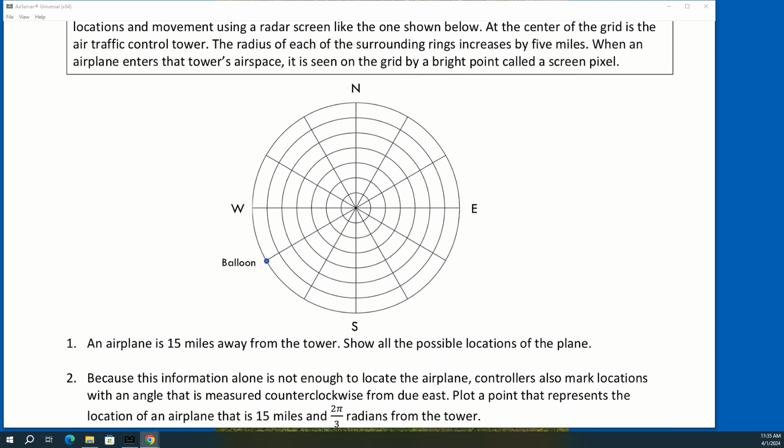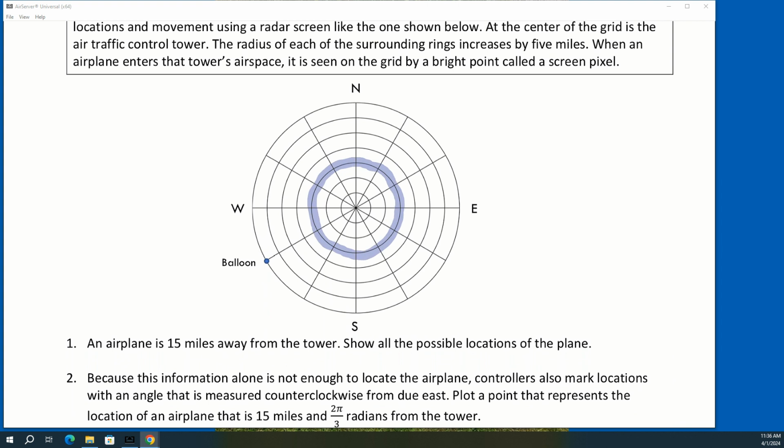So, number one, an airplane is 15 miles from the tower. Show all possible locations of the airplane. Okay, so we would go out, like each circle is a radius of 5. So, we would go out 3 circles, and then anywhere on that circle is 15 miles from the tower.